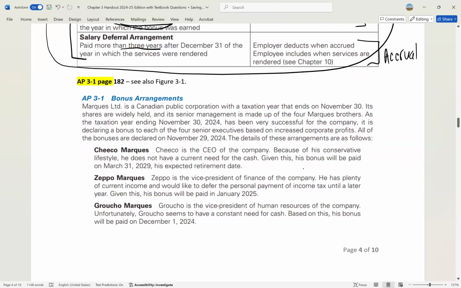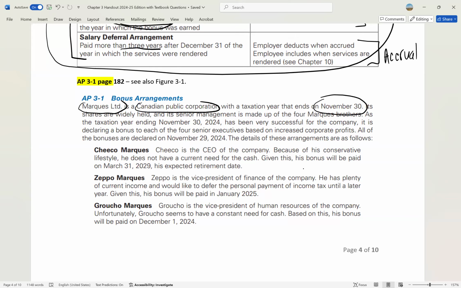So we have this company, Marquee Limited. They're a Canadian public company, and their taxation year is November 30th. So that's important because companies can have any fiscal year end. It doesn't have to be December 31st. So this company has a November 30th year end.